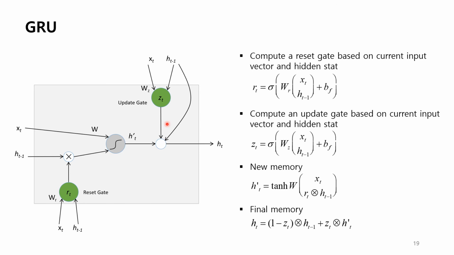So which way do we go? It depends on the value of z. If z is 0, we go with h_{t-1} only. If z is 1, then forget about this, and we simply use the new candidate here, the result of this computation. If z is half, maybe we choose half of this and half of this. So that's how we implement the GRU gate.